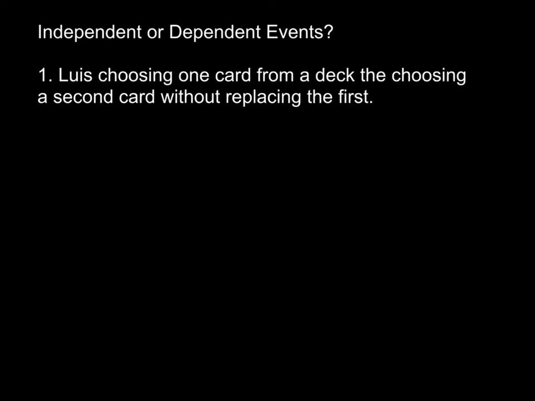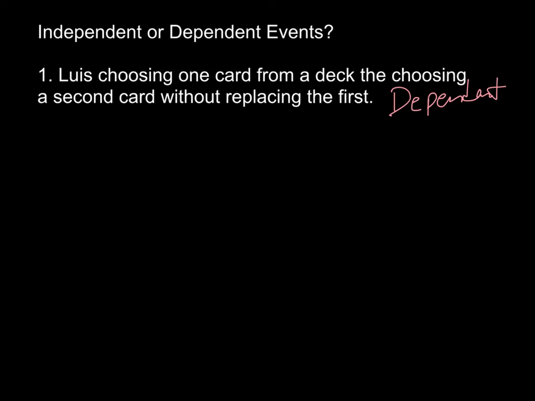For the final things, we want to look at a few examples of some problems and just determine if these are independent or dependent events. Our first example is Lewis choosing one card from a deck, then choosing a second card without replacing the first. Is this dependent or independent? Let's think about this. If you don't put the card back in, then you have changed the number of possibilities. You have affected the outcome. So that makes this a dependent event.